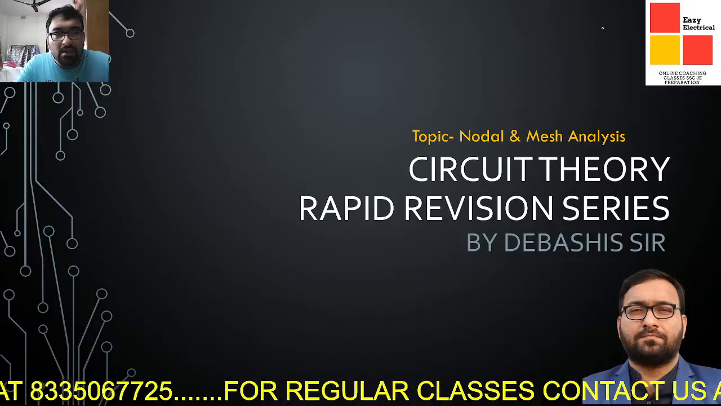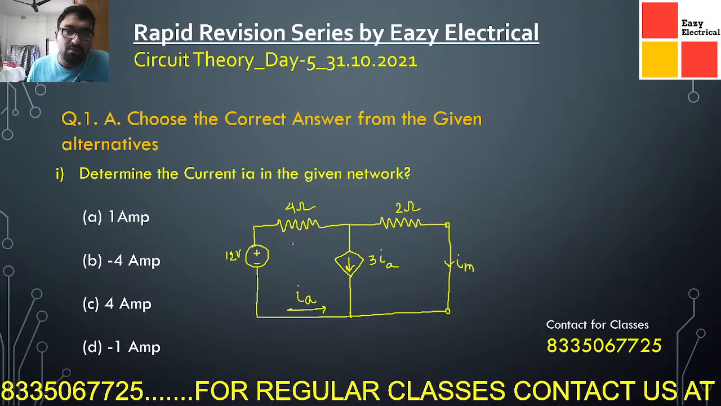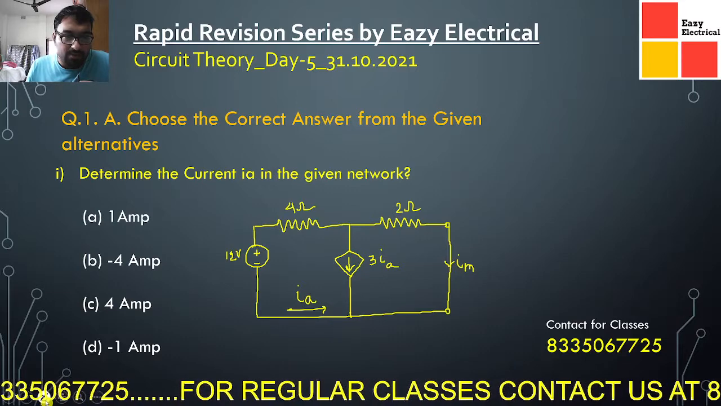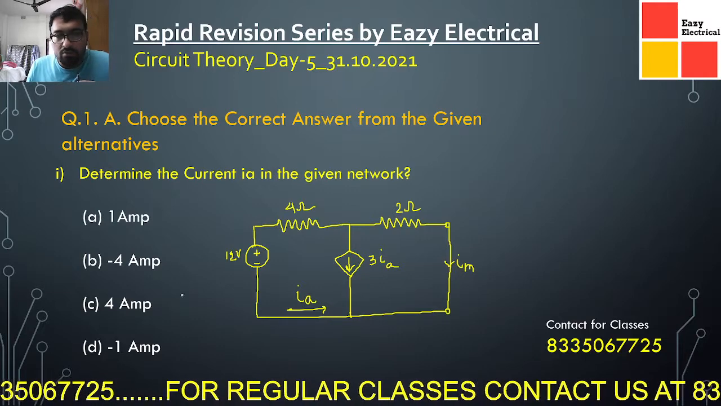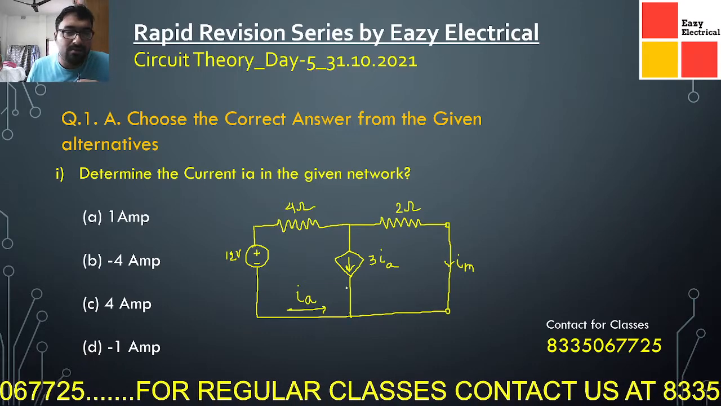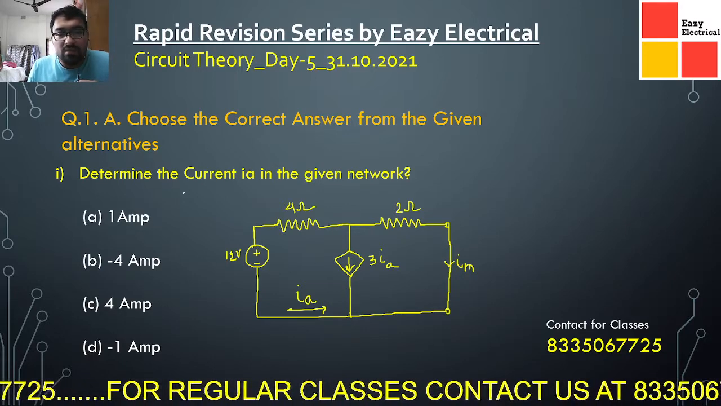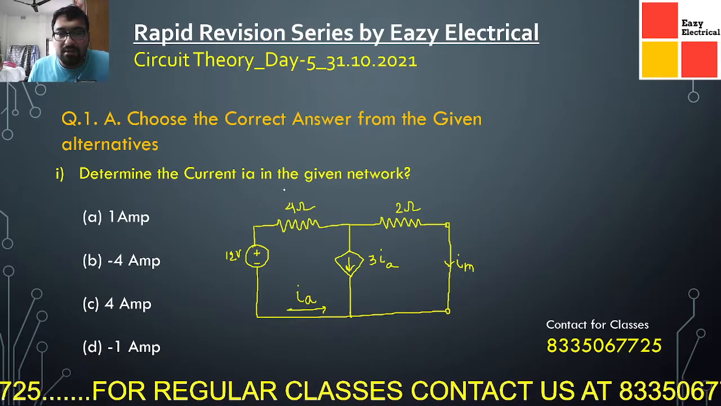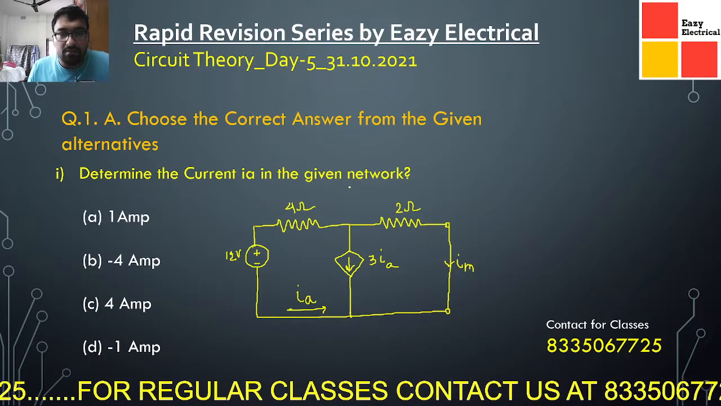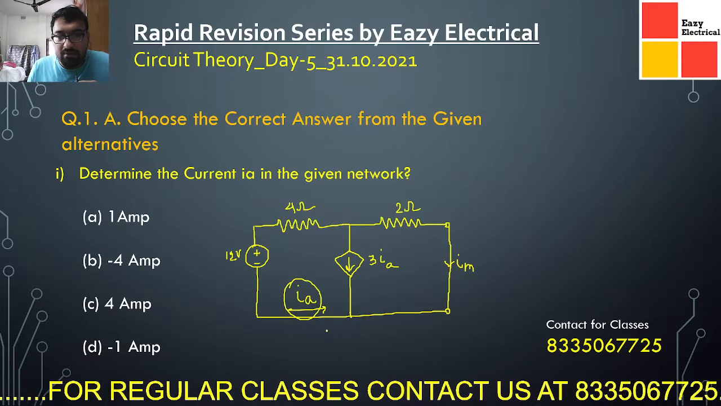Now coming to the next part, we are dealing with mesh analysis and nodal analysis. In today's class I have taken certain problems regarding dependent sources. Here you can see the question given: determine the current IA in the given network. Whatever the current is here, we need to get the value.